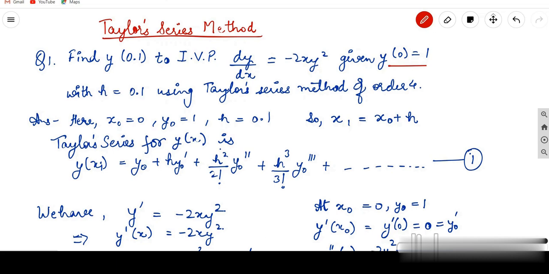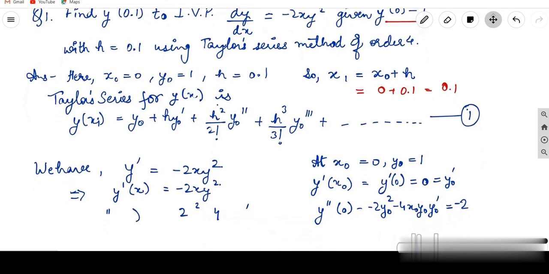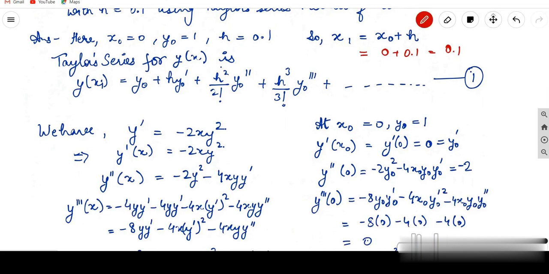Here x0 is 0, y0 is 1, h is 0.1. Now what is x1? x1 is x0 plus h. We know it. So x0 is 0, h is 0.1. So x1, the next point, would be 0.1. And we have to calculate the value of y at 0.1. So our Taylor series expansion for y(x) is given by equation 1.